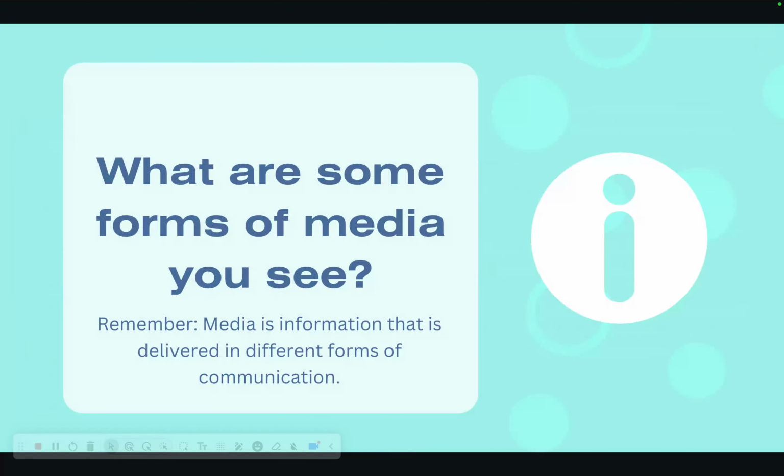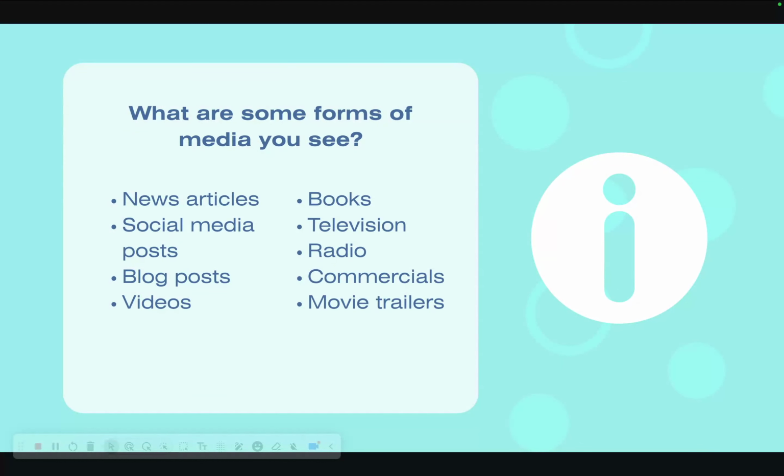So before we start out talking about media literacy, what are some forms of media you see from day to day? And remember, media is information that is delivered in different forms of communication for the audience of the creator. And I would take a moment to have students think about different forms of media, but I have these examples here. Here we have different forms of media that could include news articles, social media posts, blog posts, videos. It even includes books, television, radio, commercials, and even movie trailers.